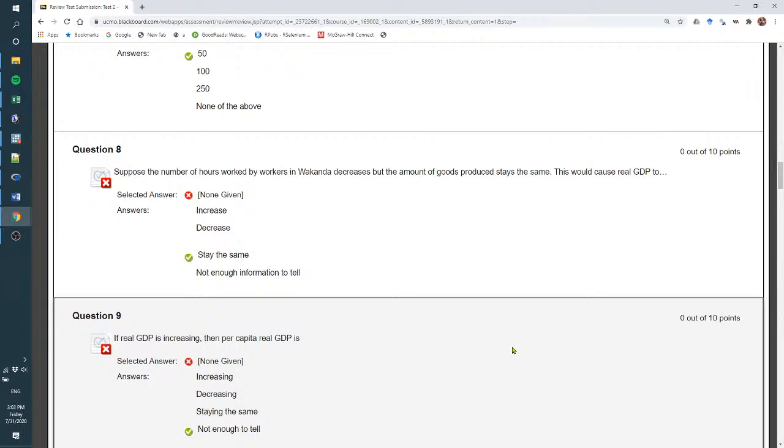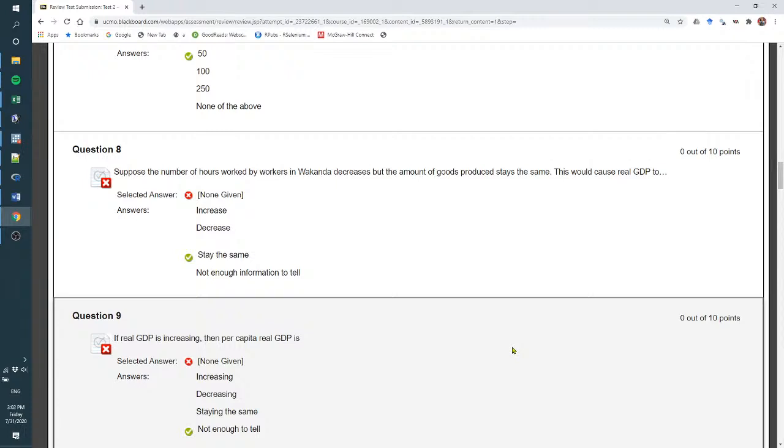It's going to stay the same because they're still producing the same amount of goods. So their production hasn't changed. They're just working less. So maybe some piece of capital equipment came in and people didn't have to work as many hours, but they can still produce the same amount of goods. That's completely plausible. What this question is getting at is one of the weaknesses of GDP as a measure of welfare.